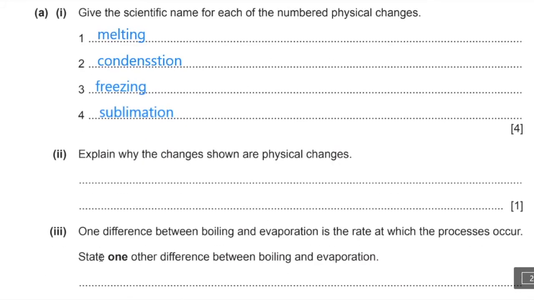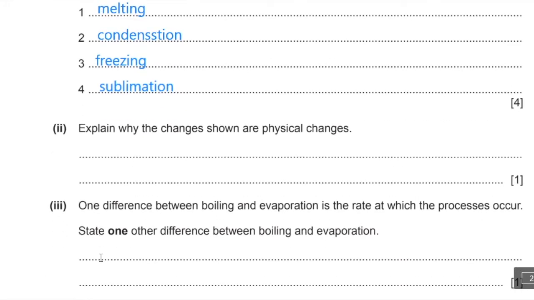To explain why the changes shown are physical changes, your answer is supposed to be like how you'd define physical changes and or differentiate it from chemical changes. So there are no new products formed, and also these can all be reversed.